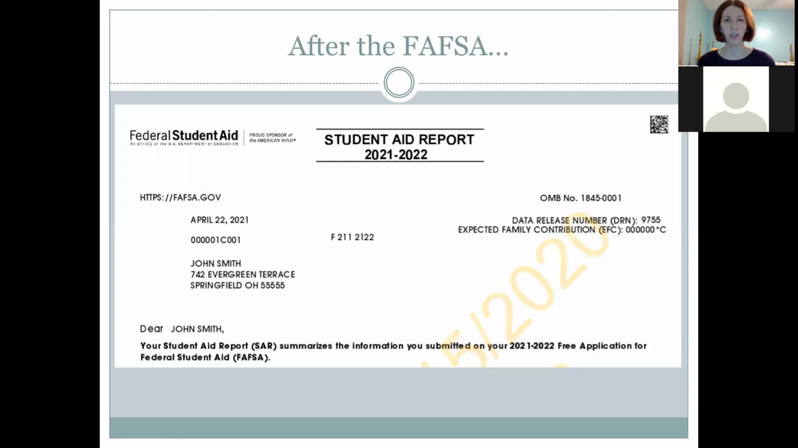Oftentimes, this is either because the student has not registered for the selective service if they're a male student. It could be because of citizenship issues that maybe aren't matching up correctly. Could be date of birth and SSN mismatches. So there's a variety of reasons, but if you see a C code, it means you're going to be asked for additional documentation to make sure that we can have a valid FAFSA.